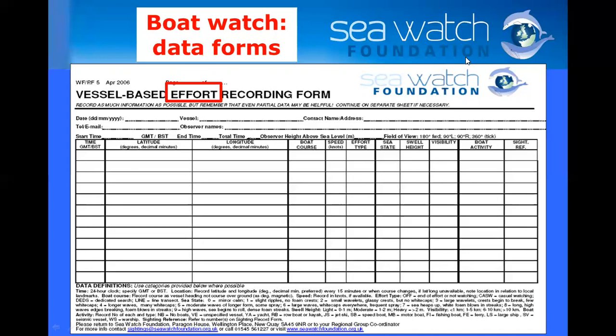You're going to let us know where you are by writing a latitude and a longitude. So get yourself a GPS position, go into the bridge where the captain or the skipper is, and write those coordinates down. Also ask for boat course and speed from the captain or the skipper. The effort type is written down at the bottom. There are definitions for that, and it's the same for the environmental parameters. Okay.